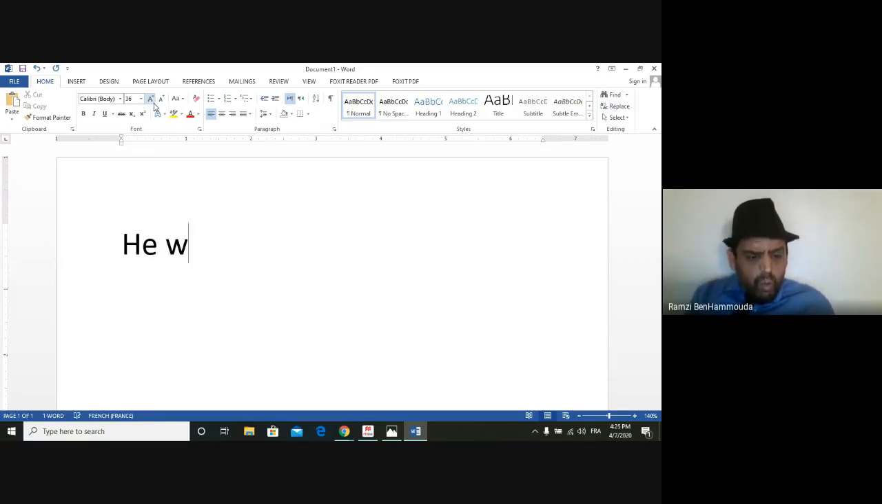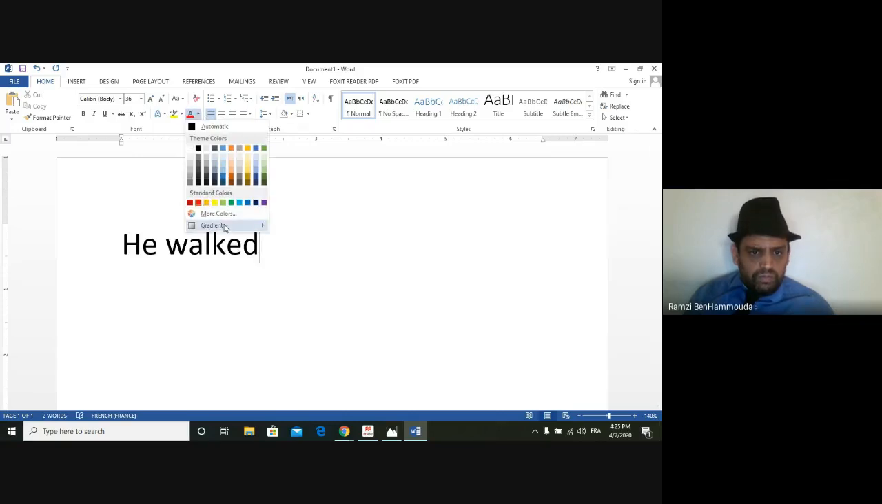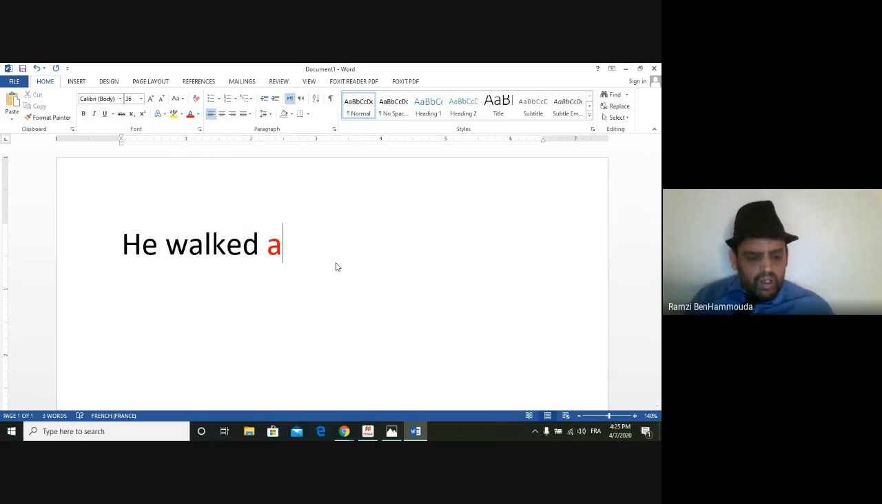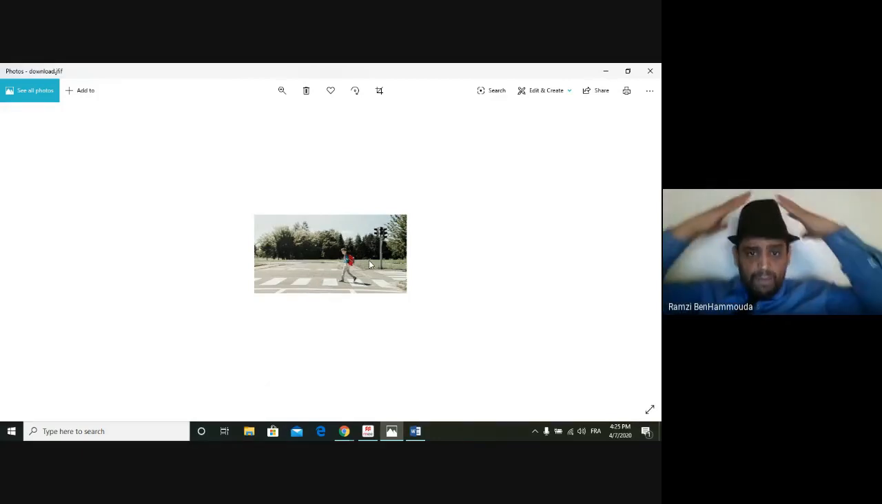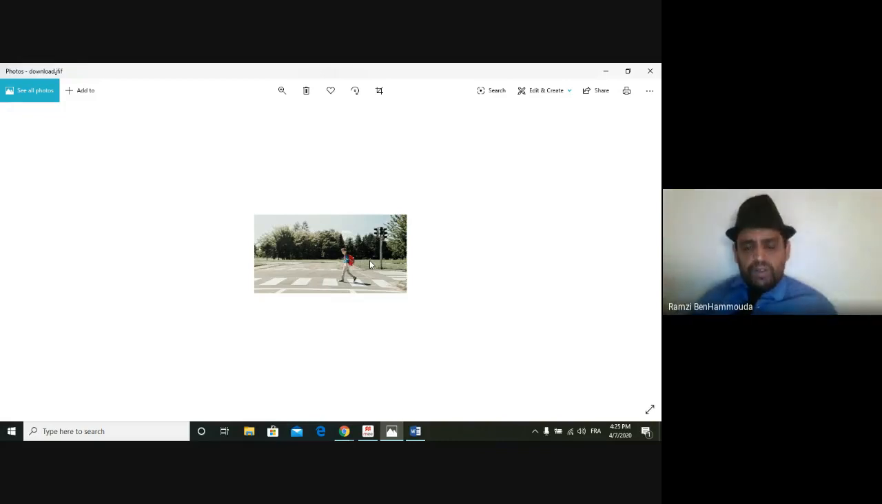He walked. I'm gonna change the color. Across. I'm gonna go back to the black color. The street. He walked across the street. Whenever I see a boy crossing the street, I use the word across. Across the street. Whenever you see the word street, immediately think about the word across. Next picture.